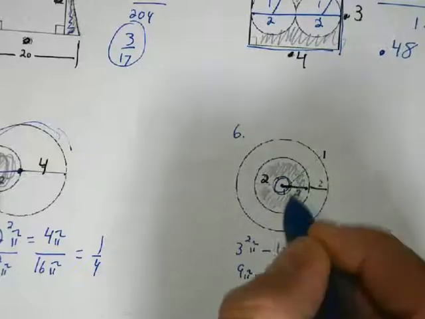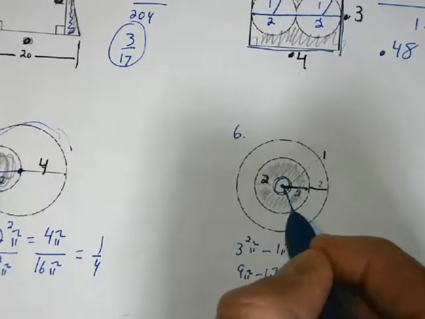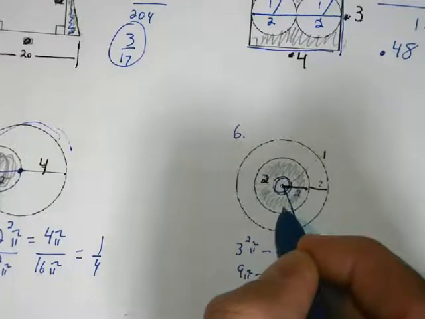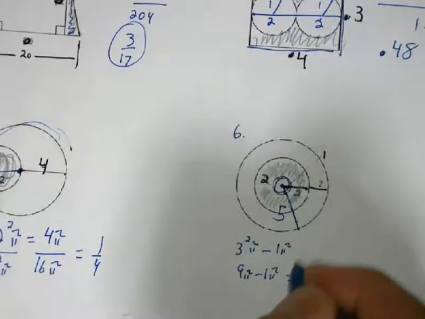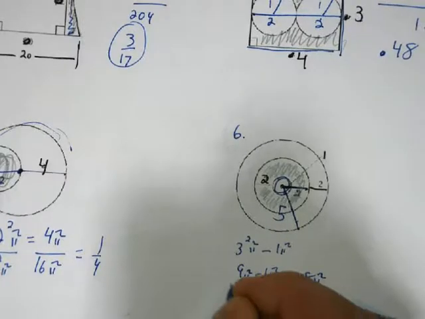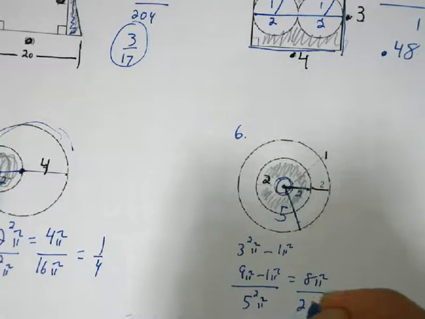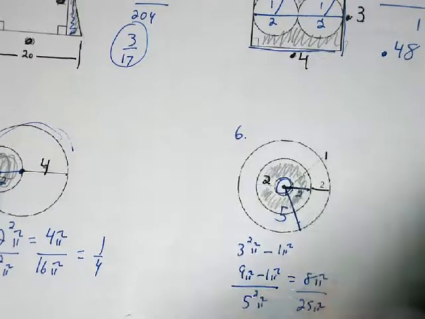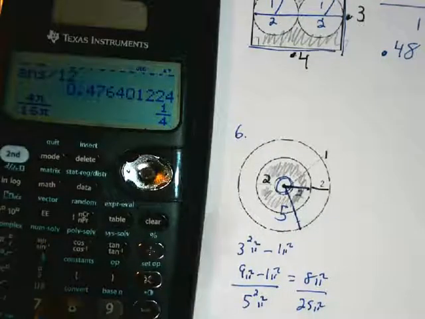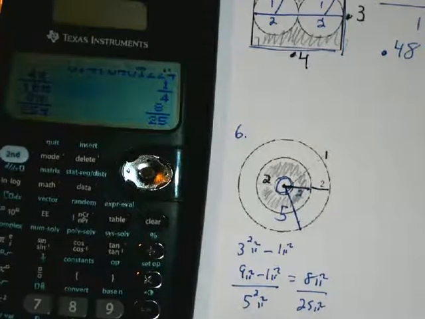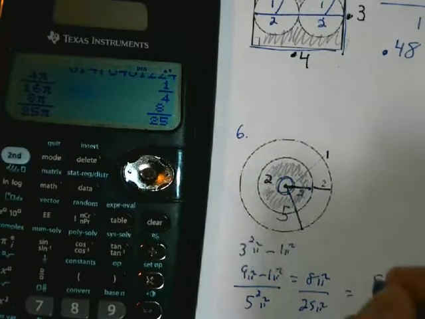From here, we know that this is 1, this is 2, and this is 2. So 2 plus 2 plus 1 is 5. So the whole circle is 5 squared pi, so that becomes 25 pi. So if I did this correctly in the calculator, 8 pi over 25 pi, I bet you it just says 8/25. And that's what we get.